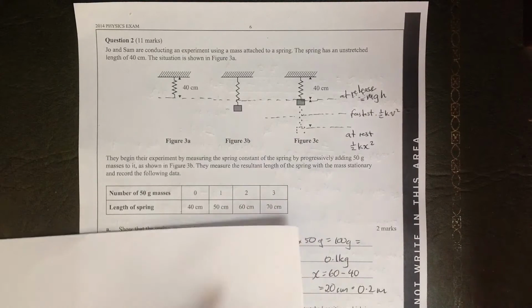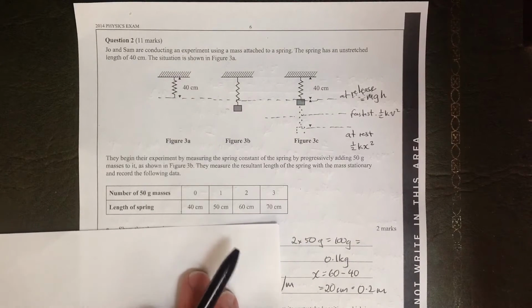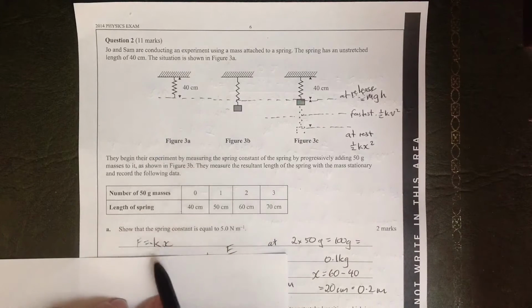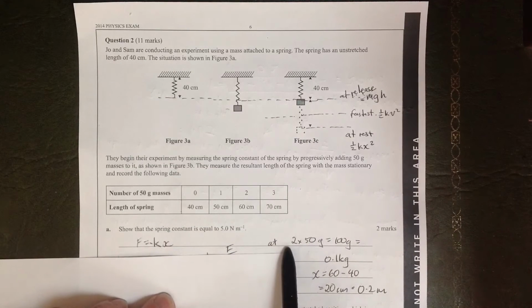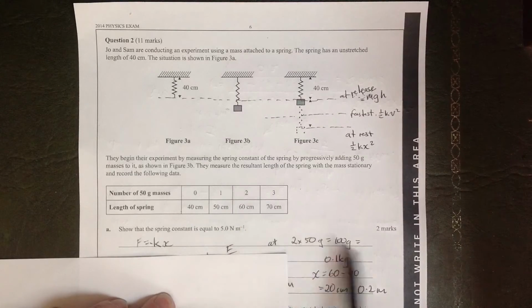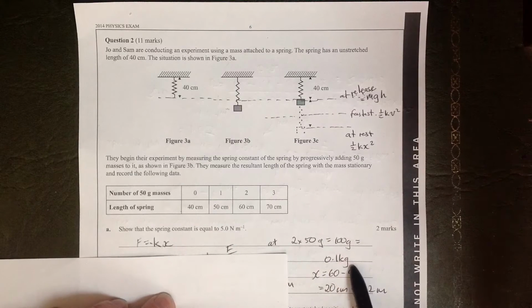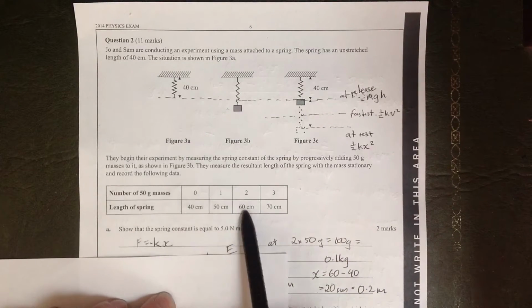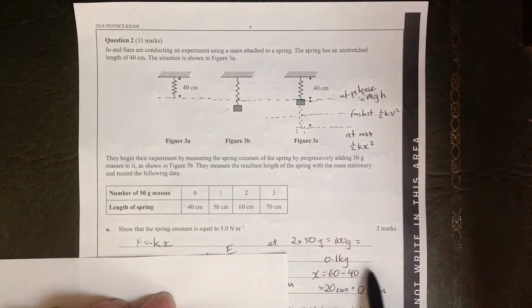So then we need to just think about the values that we've got. We're asked to find a spring constant, so we're going to have to decide on a number of masses and then an extension. So I picked the two masses, which is 100 grams, remembering we need to change it to 0.1 of a kilogram. And then the length is at 60 centimetres, so it's going to be 60 take away 40, so a 20 centimetre extension.